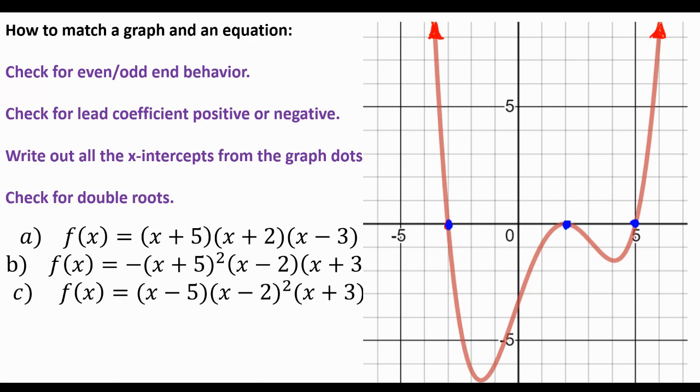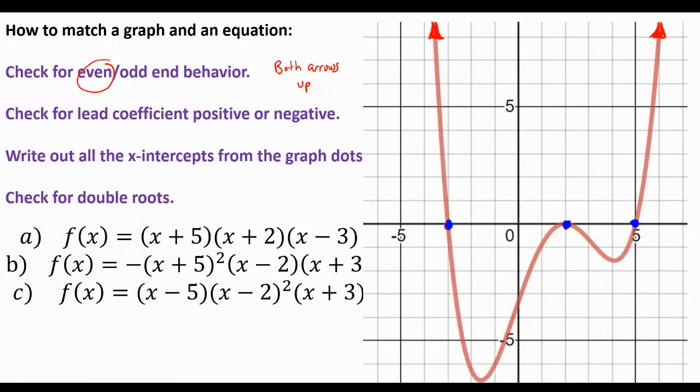Here's an example. You need to check for even and odd and end behavior. If you have both arrows pointing up, then you have an even function because both arrows are up. So your equation would be something with x squared, x to the fourth, x to the sixth. How many x's you have total? Your degree would be an even number.